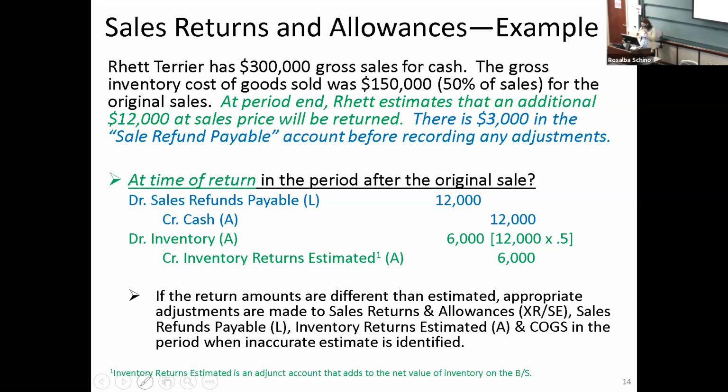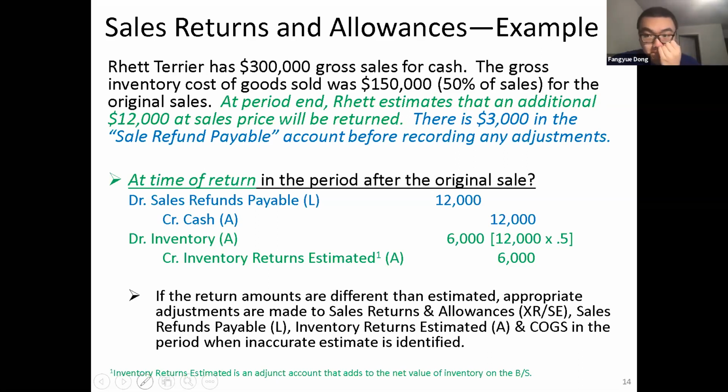Quick question. Does it make sense, the L and the A at the end of each account? Do you know what that L is next to the sales refunds payable? Does it mean liability? The A means assets, and liabilities and assets are accounts of the balance sheet. So there's no income statement account over here.